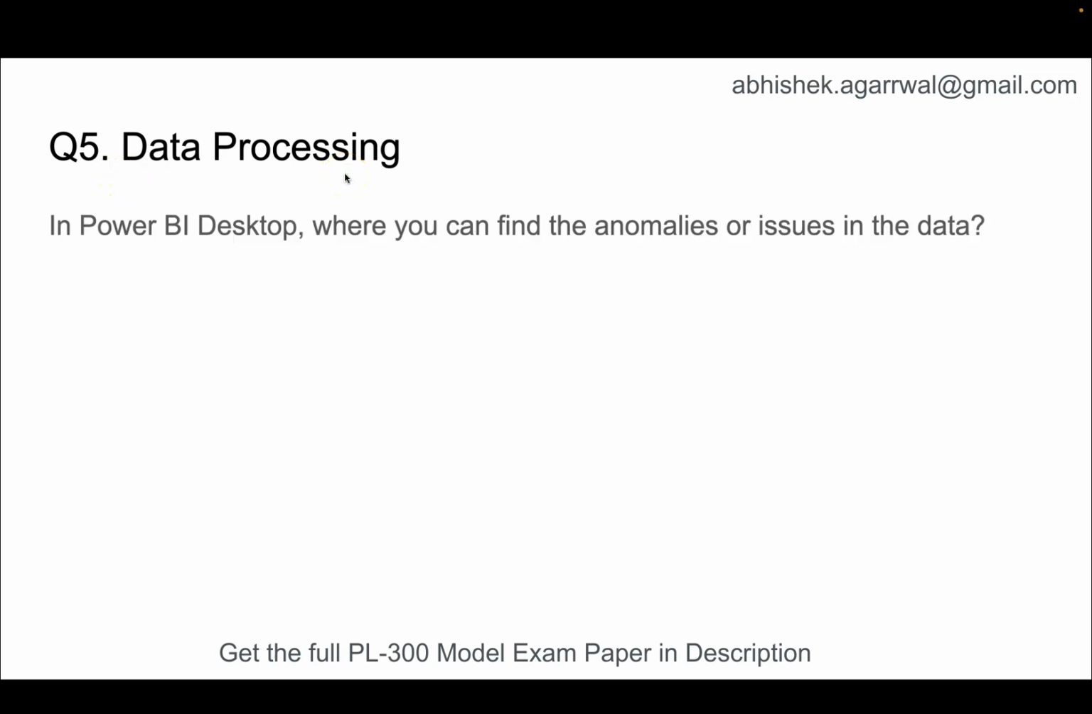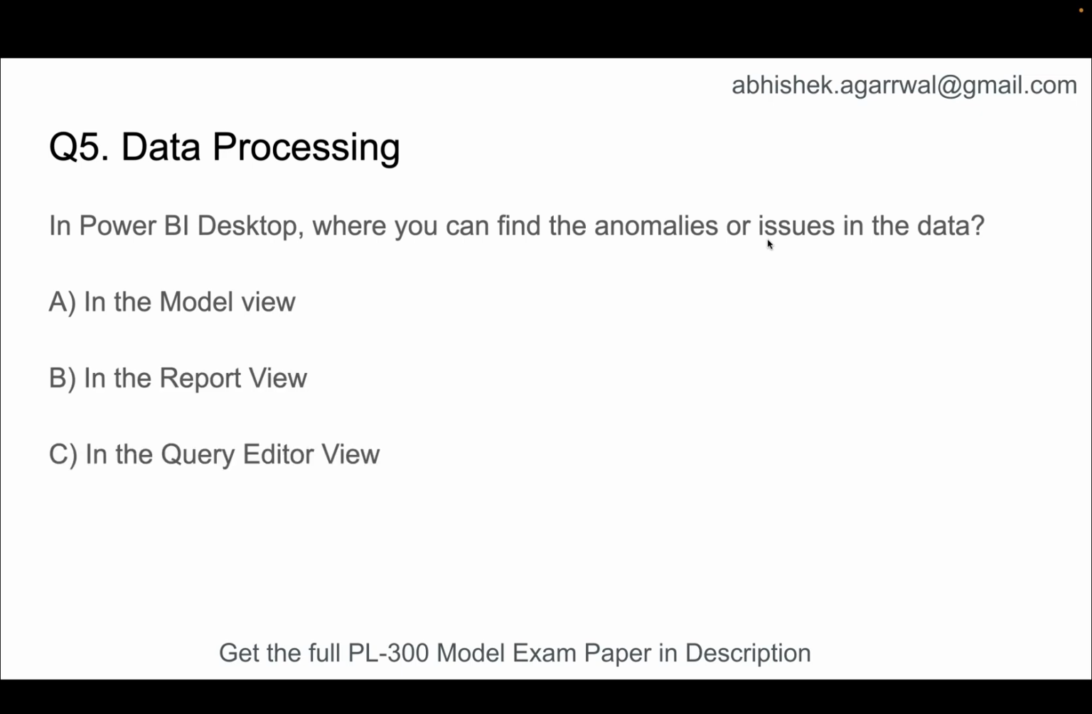So here is the question: in Power BI Desktop, where can you find the anomalies or issues in the data? The first option is the model view, the second is the report view, the third is the query editor view, and the fourth is the data view. So based on your experience, if you have the answer, write it down in the comments below, or if you don't know, then I would suggest that you do a bit of research.